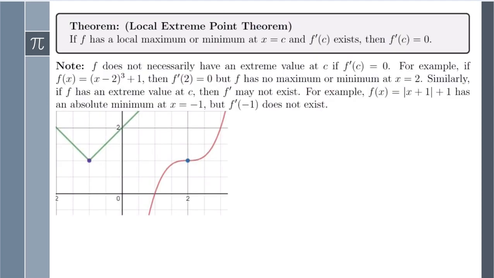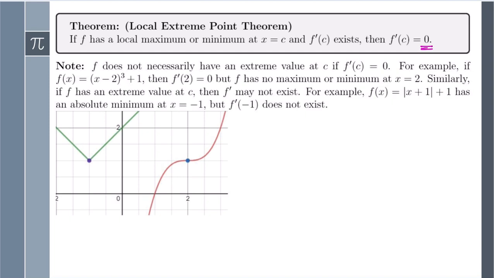So there's another theorem which is called the local extreme point theorem. If f has a local maximum or minimum at x equals c, and if the derivative at c exists, then f prime of c equals 0. That basically means if you have a local max or local min at a point, then the derivative at that point is 0 if the derivative exists. If the derivative does not exist, that's a different thing.